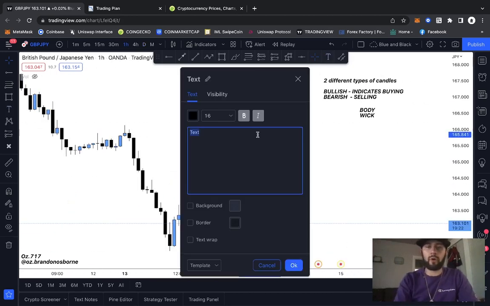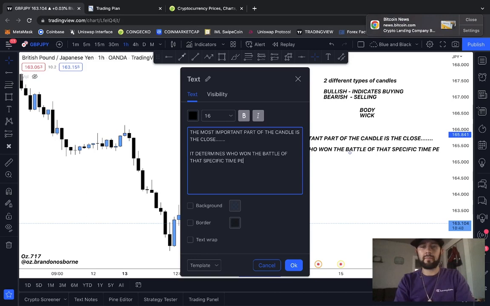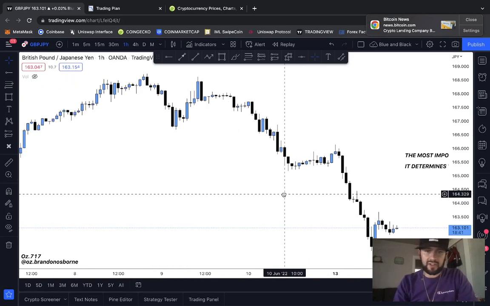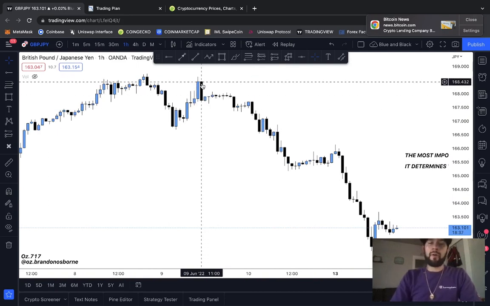The most important part of the candle is the close. And why is that? It determines who won the battle of that specific time period, or session, or candle, however you want to look at that. So for instance, this entire hour it was bullish, this entire hour it was bearish.